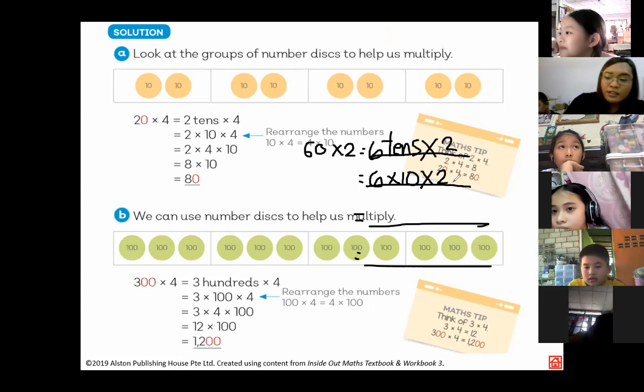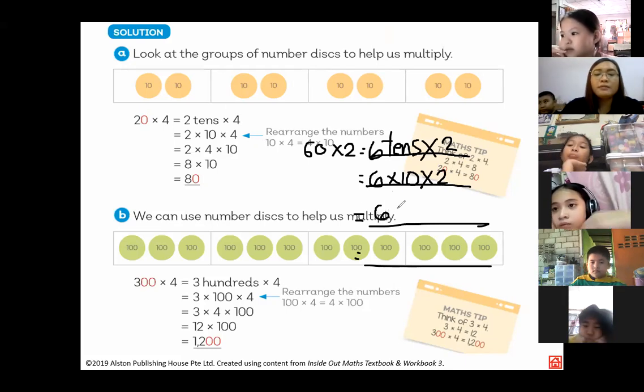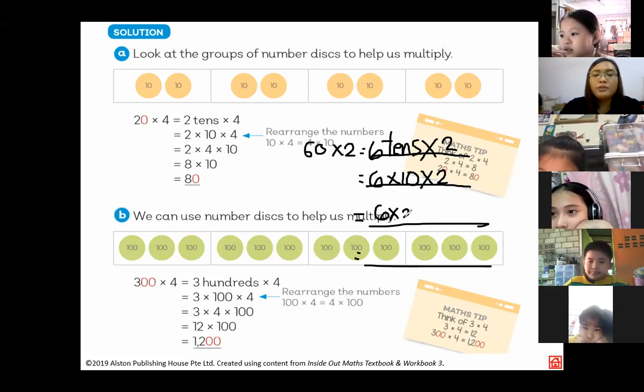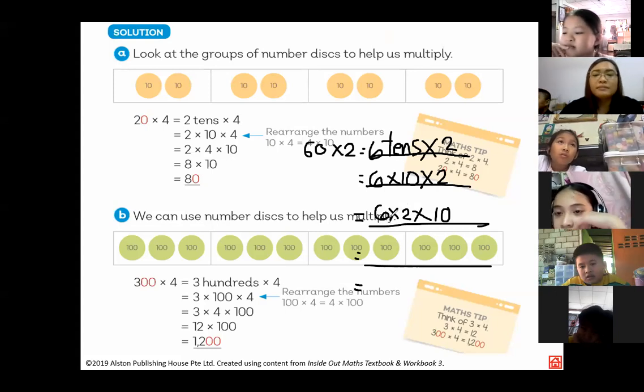Now rearrange the number. What comes first? 2. 6. 6, okay. 2. Next, 10. 6 times 2, then 6 times 10. Okay, 2. Now what's next? 10. 10. 6.